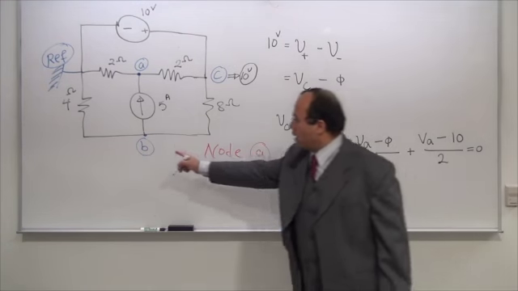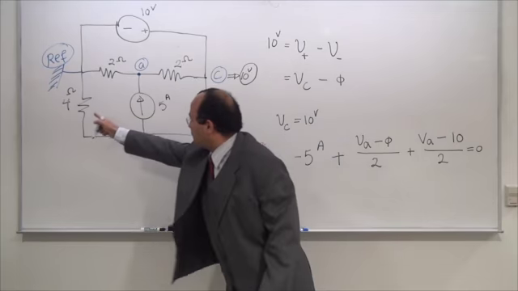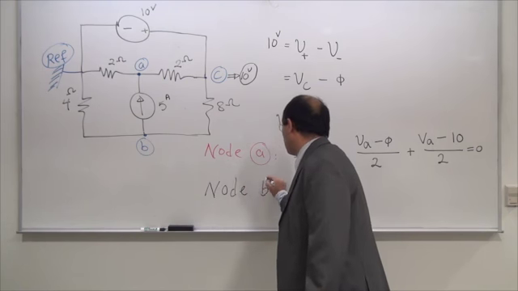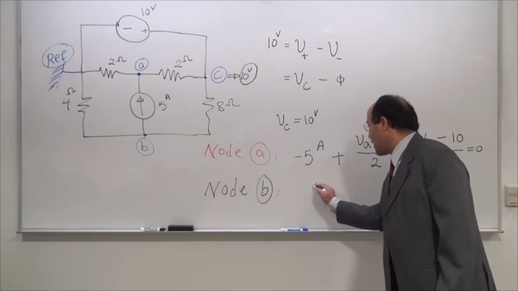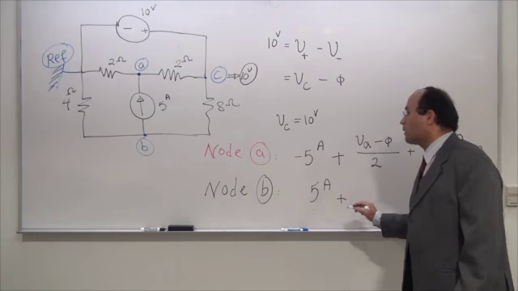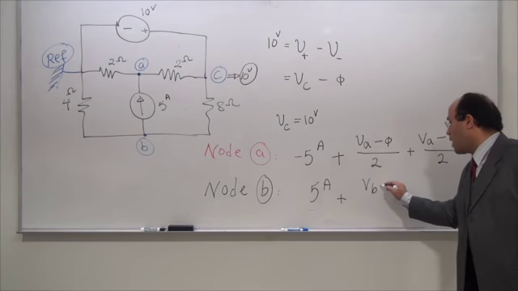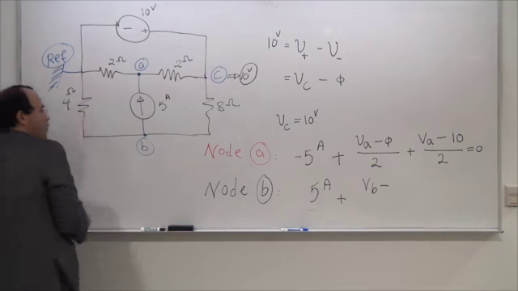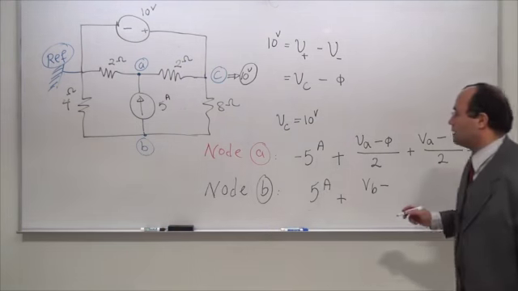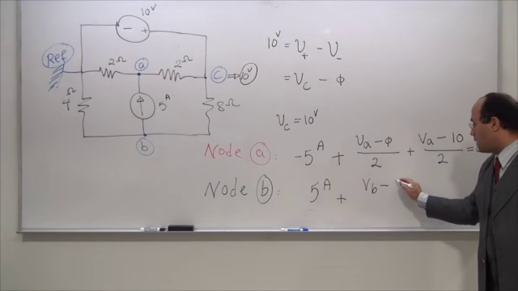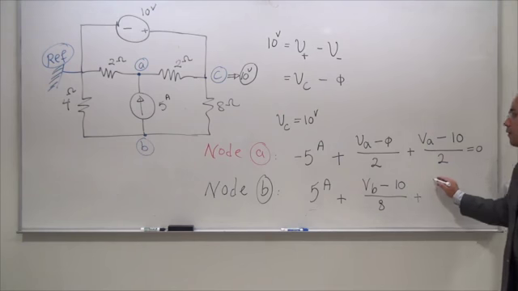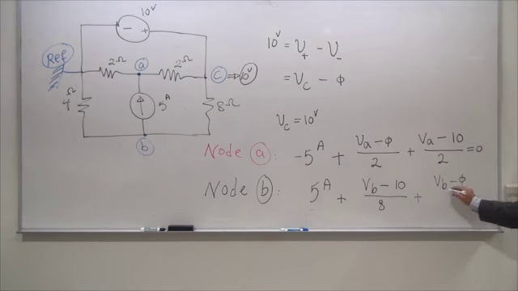Let's go for node B. I have three components attached to this. I need to have three terms for node B. The 5 amp is leaving the node. (VB minus VC) divided by 8, (VB minus 0) divided by 4. That's the way I'm going to see this set of equations. (VB minus VC) divided by 8, plus (VB minus 0) divided by 4, equal to 0.